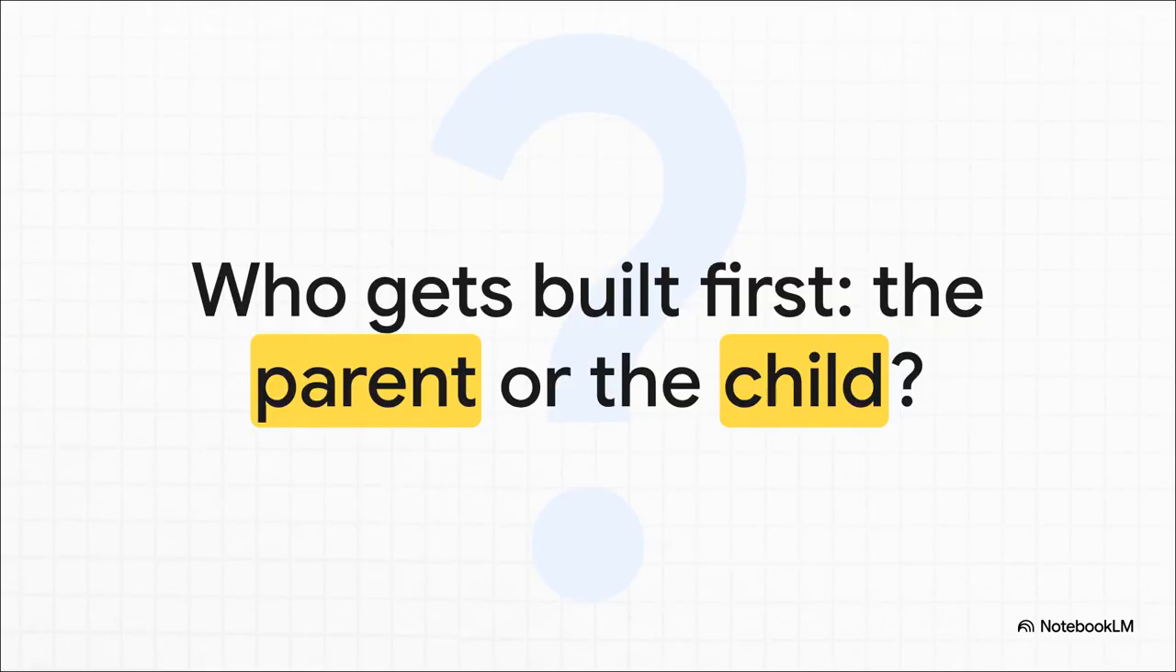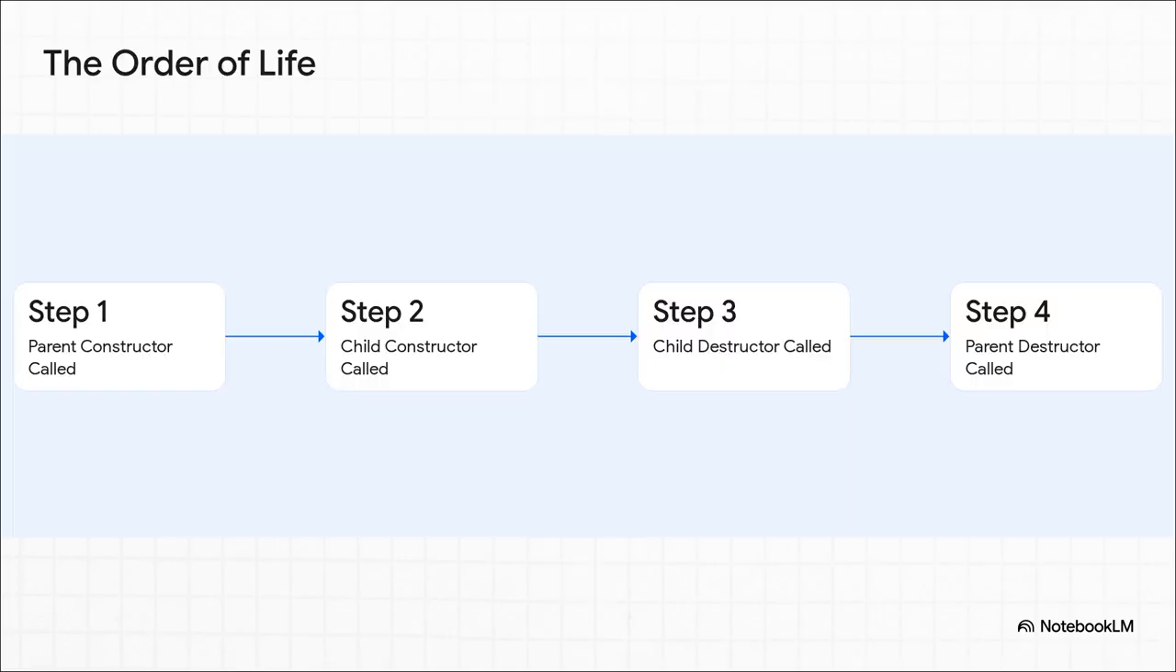Okay, so this leads to a classic chicken or the egg kind of question. When you create a child object, like our dog, both the animal part and the dog part have to be constructed. So who goes first? The order is super strict, and it makes perfect sense when you think about it. First, you have to build the foundation. So the parent's constructor, its setup function, gets called. Then the child's constructor runs on top of that. And when the object is done and needs to be cleaned up, it happens in the exact reverse order. The child's destructor goes first, and then the parent's. This just makes sure everything is set up and torn down safely every single time.